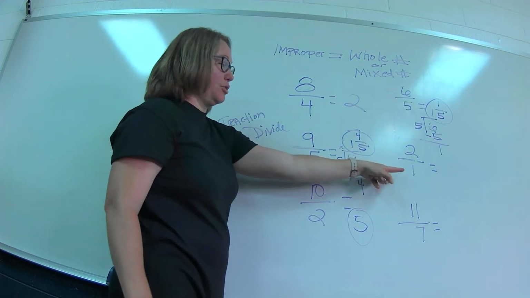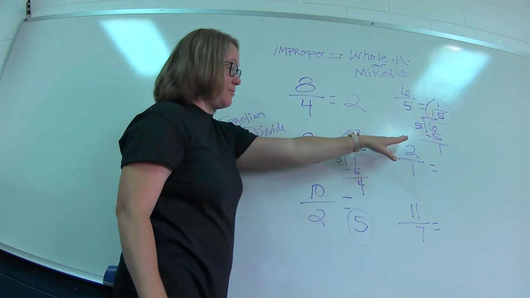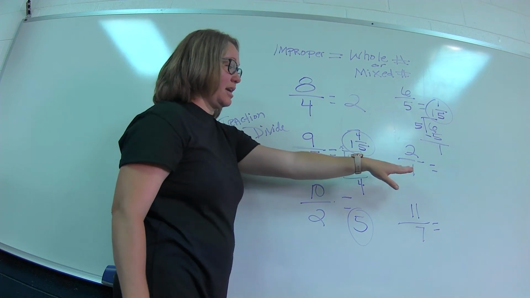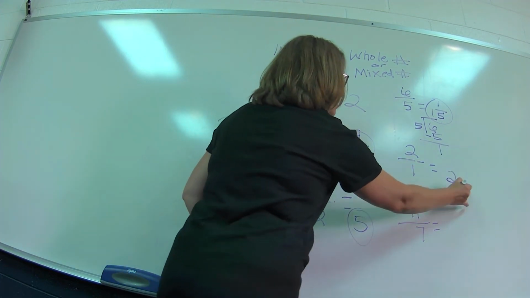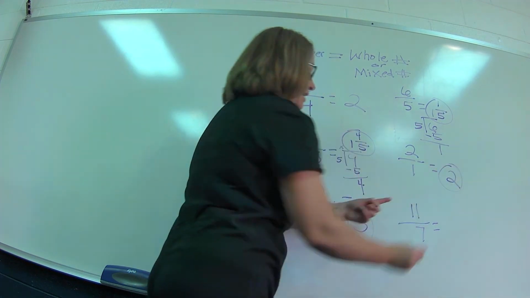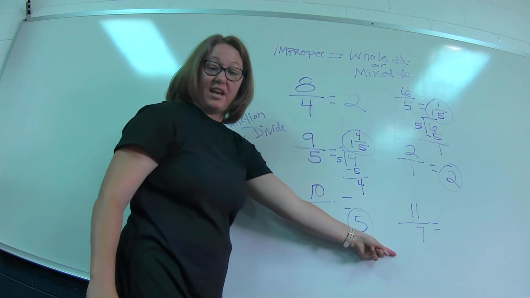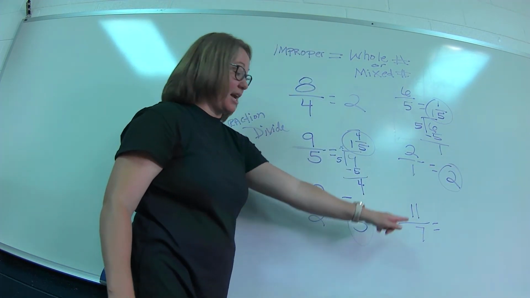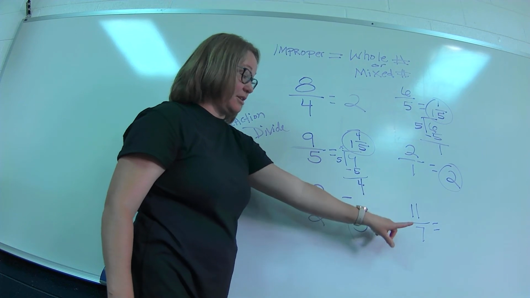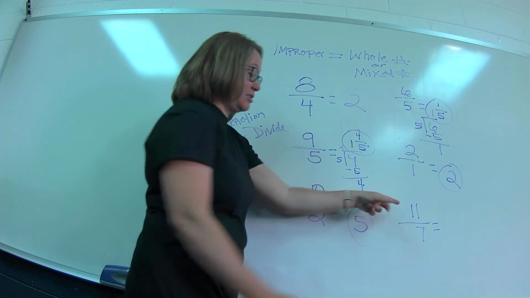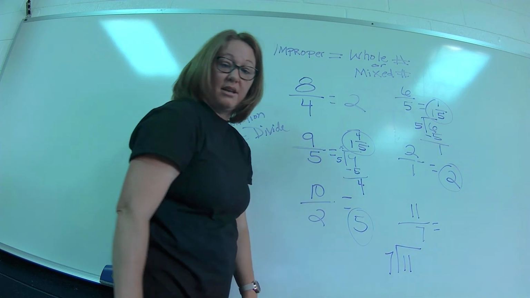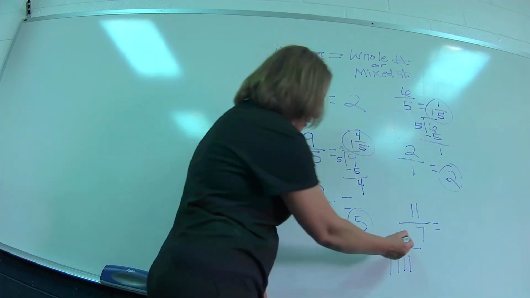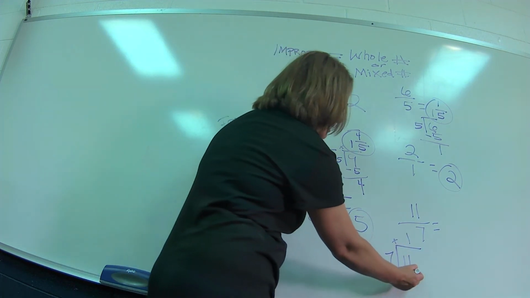Here I have 2 over 1. That simply means 2 divided by 1. That's right, it's 2. Now I have 11 over 7, an improper fraction because my numerator is larger than my denominator, but this means 11 divided by 7. 7 goes into 11 one time. 1 times 7 is 7.